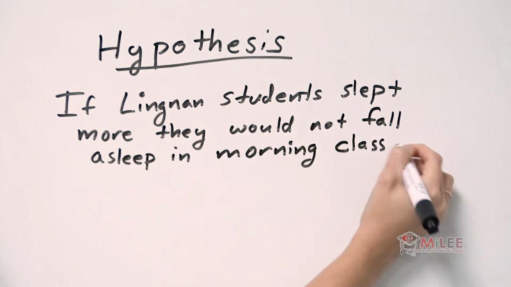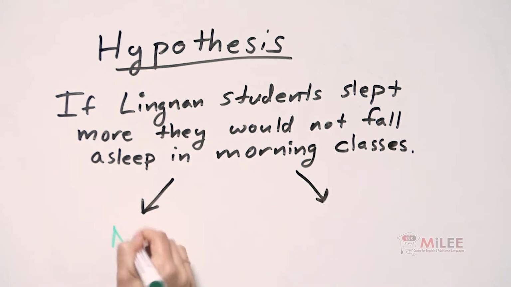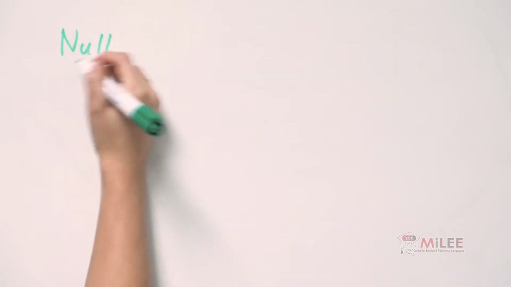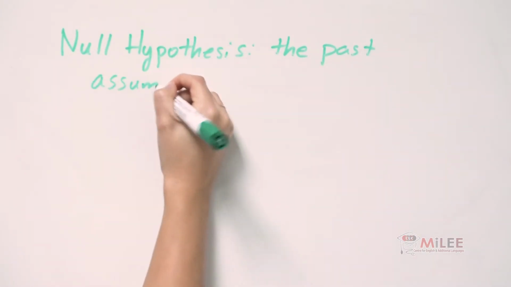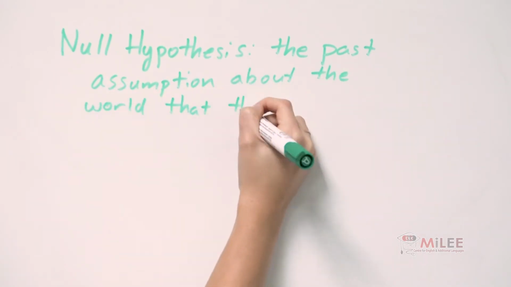However, each hypothesis a scientist makes has two parts: the null hypothesis and the alternative hypothesis. The null hypothesis is the past assumption about the world that the scientist wants to test. The null hypothesis of our example would be that Lingnan students are getting enough sleep.